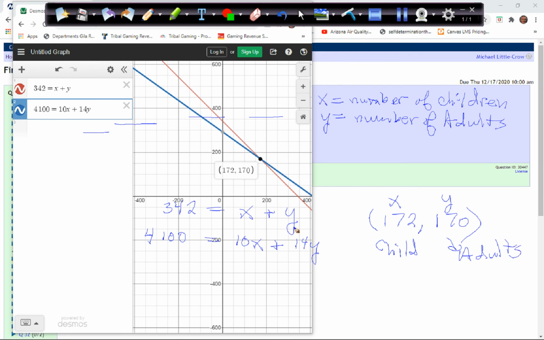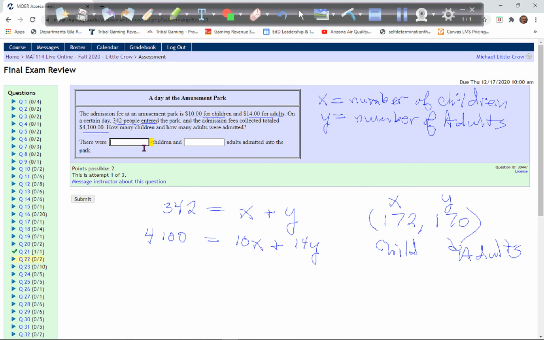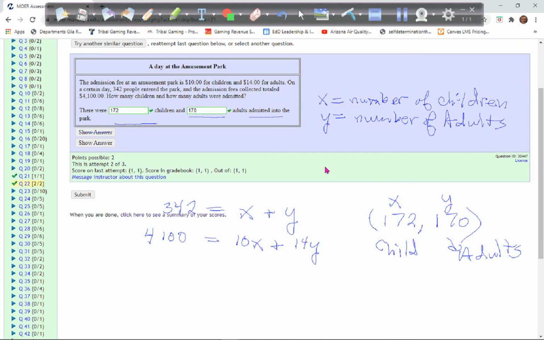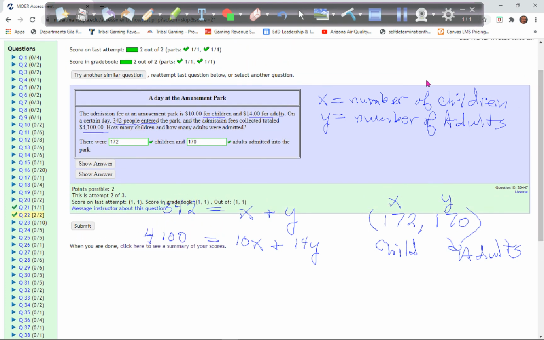Very straightforward. Let's shoot that down, and again we just need to enter it in. 172 for the children, 170, about equal. Some adult brought an extra child with them, but otherwise there was some pretty good adult supervision going on. And see, we've got it right. So again, this one really is setting it up correctly, pulling out the details, getting the equations set up, graphing them, and finding the intersection.